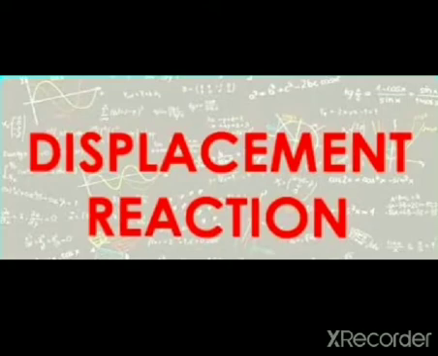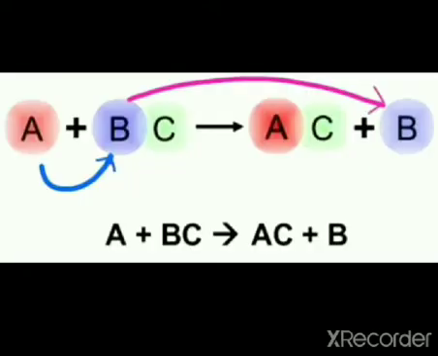Next type of reaction which we are going to discuss is displacement reaction. This equation generally represents a displacement reaction. Here, A is the added metal, BC represents a compound or a solution. Now, since A is more reactive than B, the metal which is present in the compound or the solution BC, A will displace B from the compound BC. So we get the products as AC plus B.